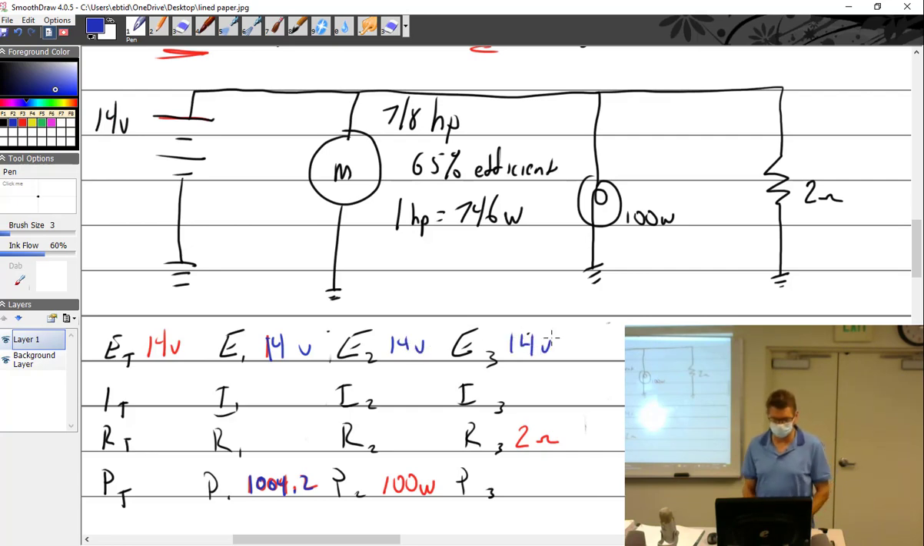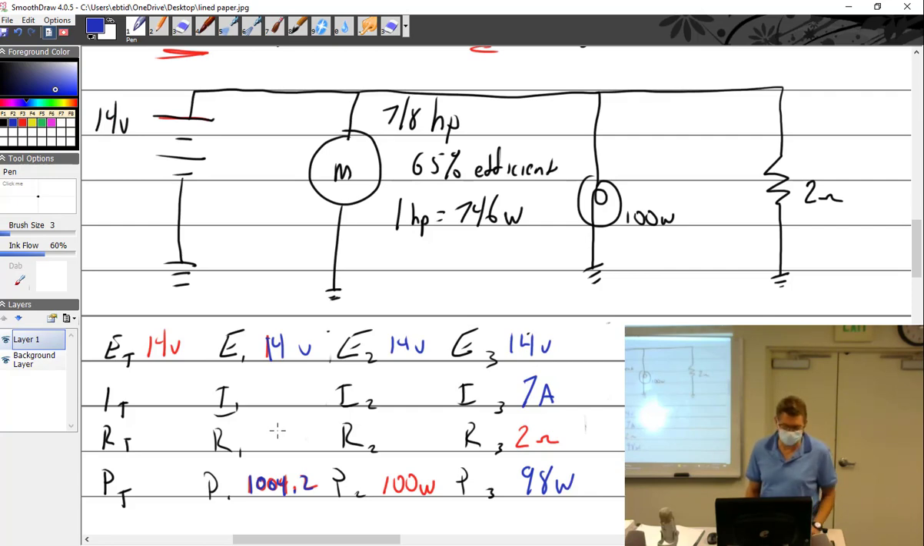All right, what else can I do here? Solve for current. How are you going to solve for current? Resistor 3. Okay, so what is my current here? 7 amps. What's it here? If you say 7 amps, you're wrong. I get my watts though, can't I? How many watts do I have here? 14 times 7 equals 98 watts.